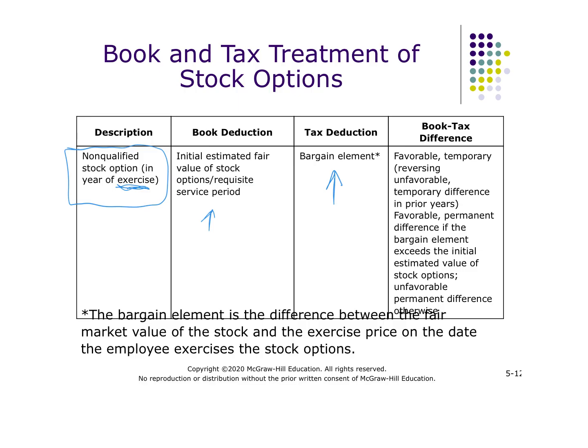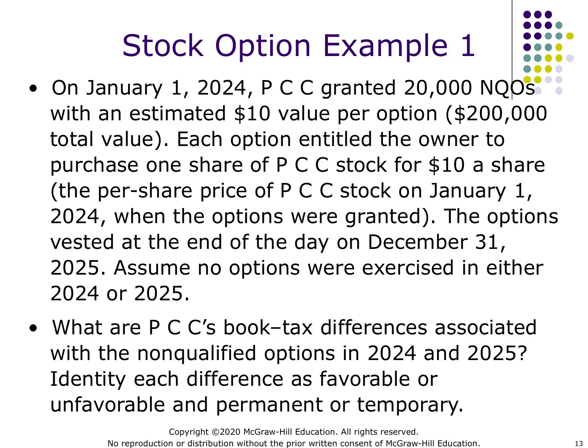So this generates a book tax difference that's favorable and temporary, and it reverses the unfavorable and temporary difference in the prior years. But then also, depending on the amount of this bargain element, we may have a permanent difference as well. So let's do an example, and I think it'll be more clear.